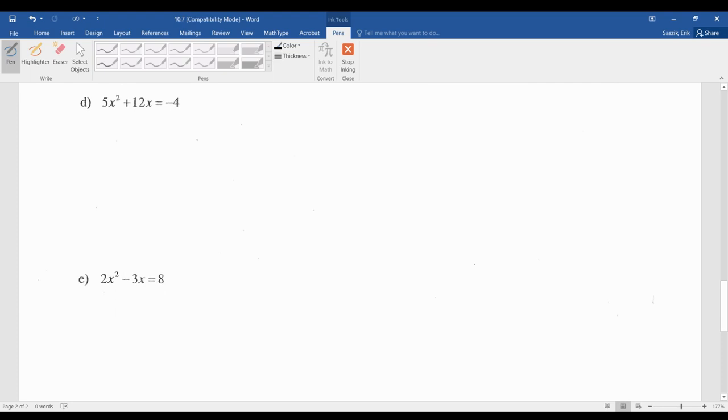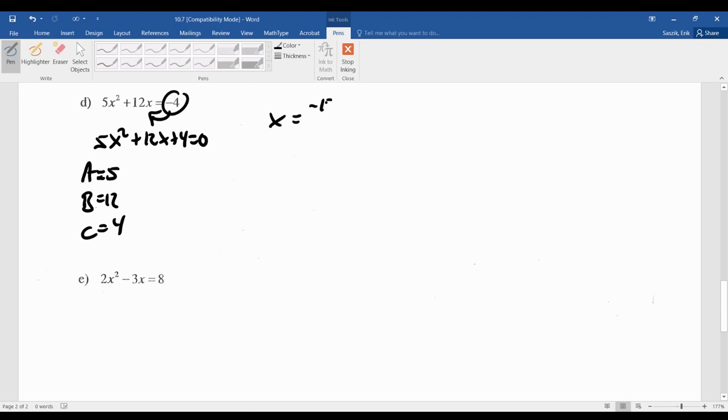Here I'm going to quickly do these other ones. Again, you have to be equal to 0, so let's move the negative 4 over. So 5x squared plus 12x plus 4 equals 0. A is 5, B is 12, C is 4. I don't even know if this thing would factor or not, but it looks like it might be a little bit of a pain. So I'm just going to do quadratic formula. Opposite B plus or minus square root of B squared minus 4 times A times C all over 2 times A.